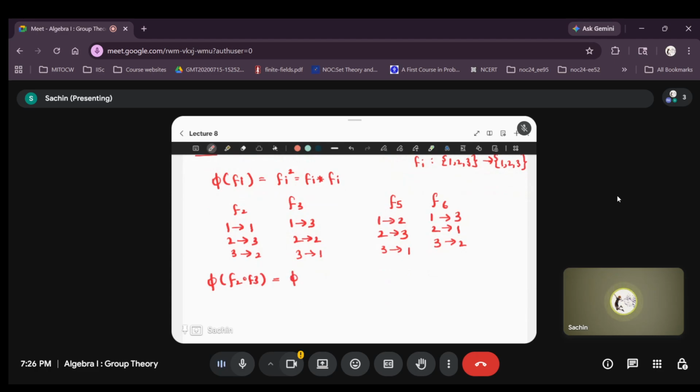So F2 composed with F3 will be... I'm not sure if this is F2 or whether this we called F2 in the example in the beginning, when I was giving examples of groups. I'll just check that once to stay consistent.